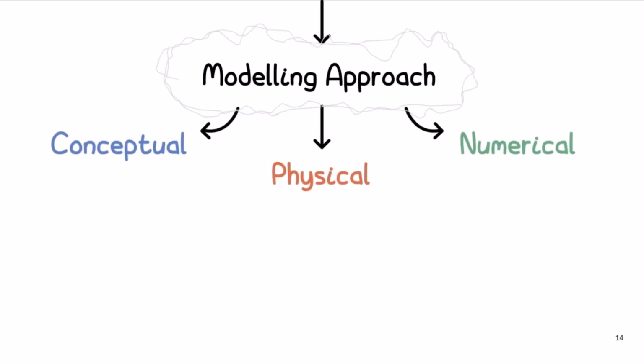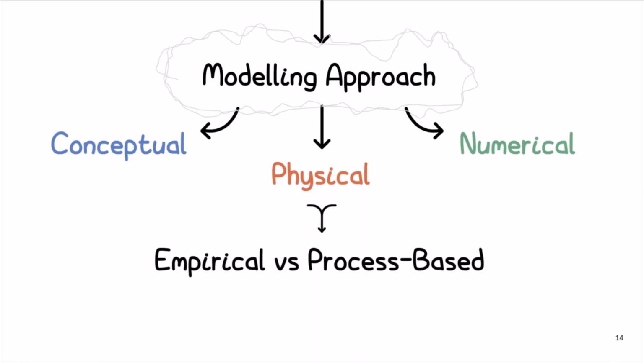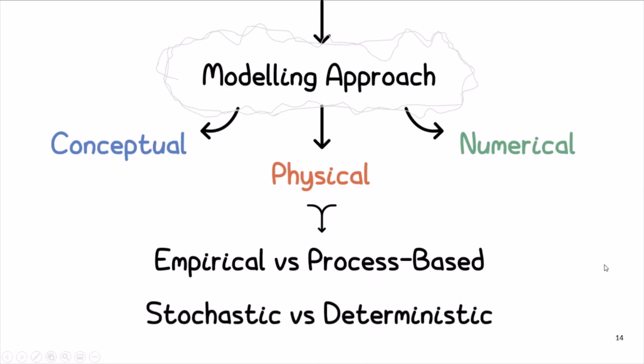You can then think about what sort of model is best suited to your research questions. Is it conceptual, physical, numerical? You also then need to think about what modelling approach to use. Is an empirical model that is based on observation and experiments best suited? Or perhaps a process-based model that represents physical processes that describe a system's behaviour? Do you want your model to be stochastic with elements of randomisation, or deterministic, where the same inputs to your model will generate the same outputs every time?